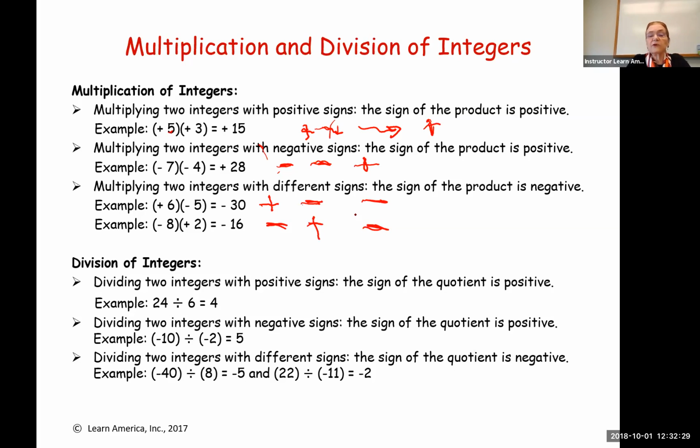Now, division works the same way because basically division is multiplication by an inverse. So it'll be the same. If you're dividing integers where both are positive, the sign of the quotient will be positive. If both are negative, the sign of the quotient will be positive as well. If they have different signs, the sign of the quotient will be negative.